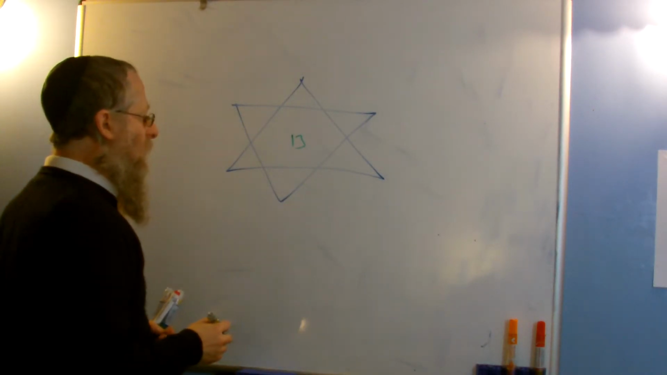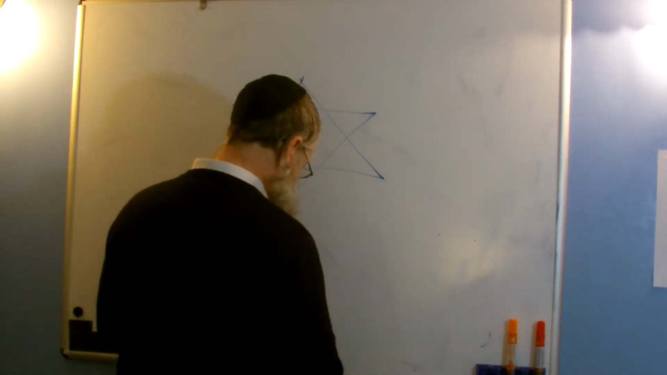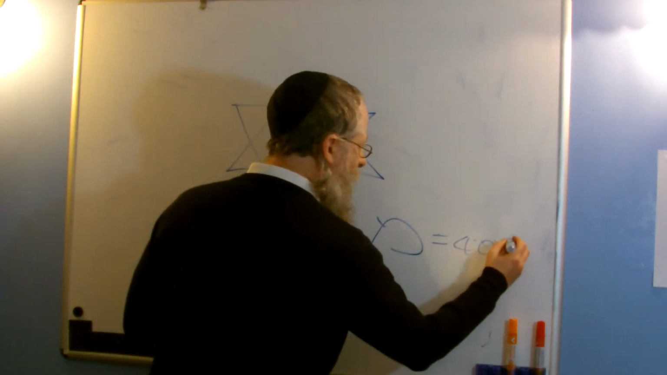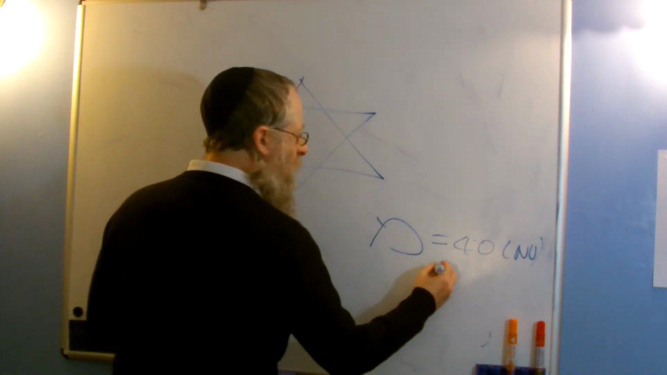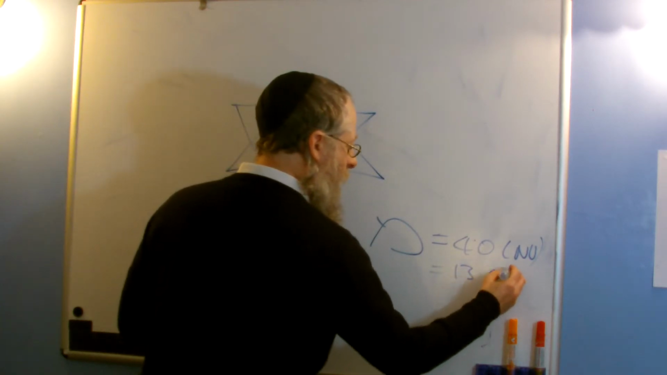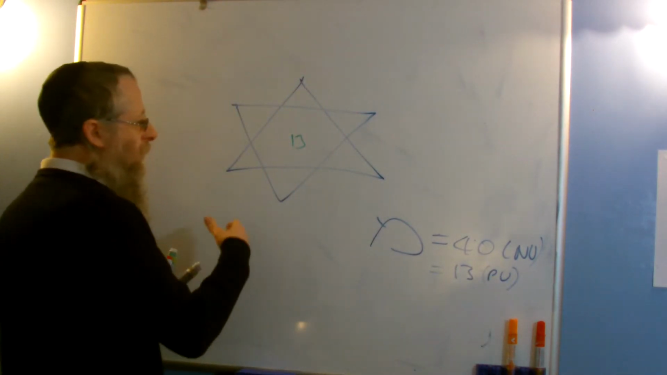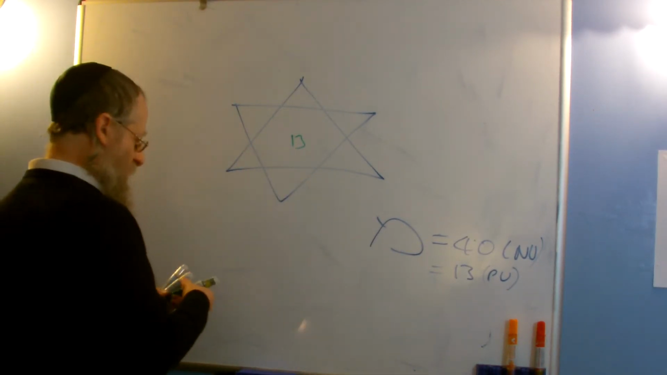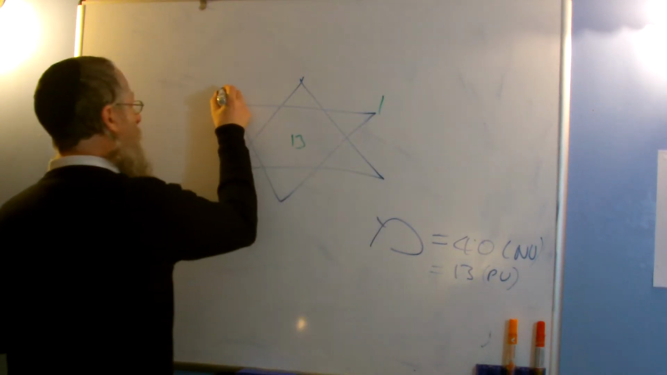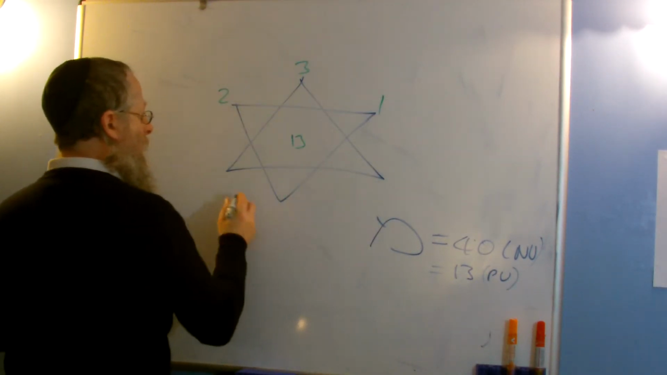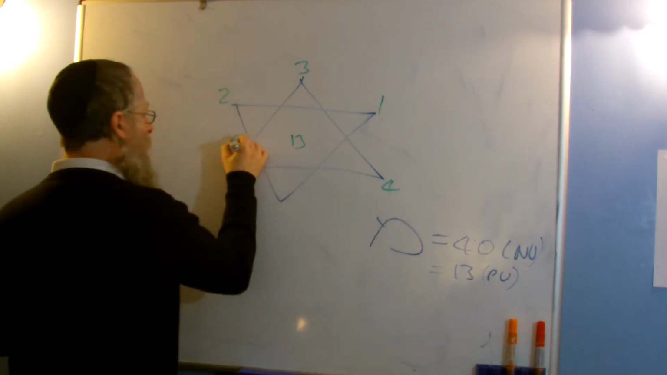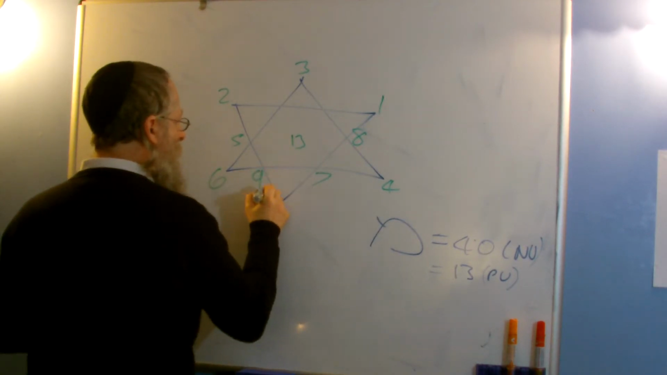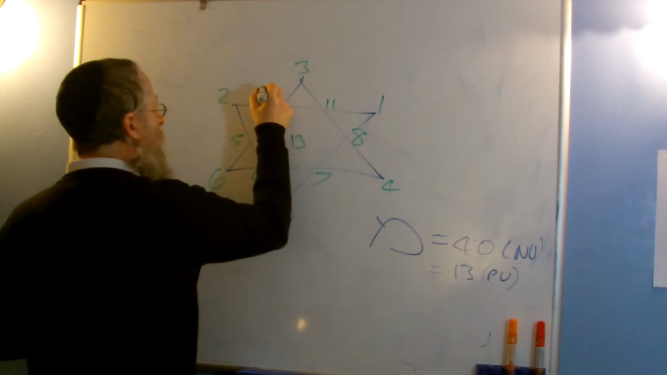So I'm sticking 13 in the middle. Remember the letter mem, which we said was connected to water, and has 40 as a normal value, it equals 13 as a placement value. It's the 13th letter. So, another connection to the Star of David. So, let's write down the numbers that make this the magic star. That's 1, that's 2, that's 3, that's 4, 5, 6, 7, 8, 9, 10, 11, 12.